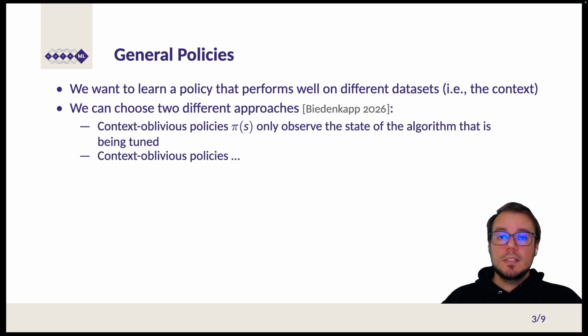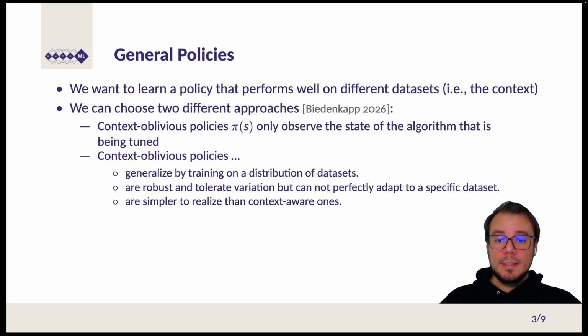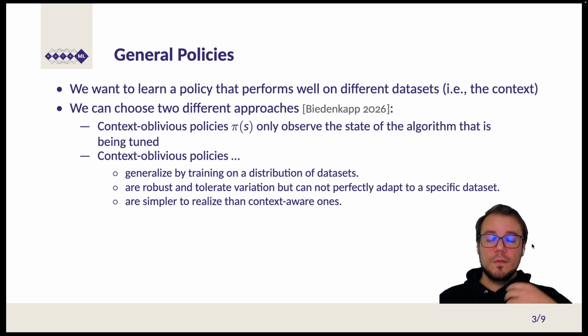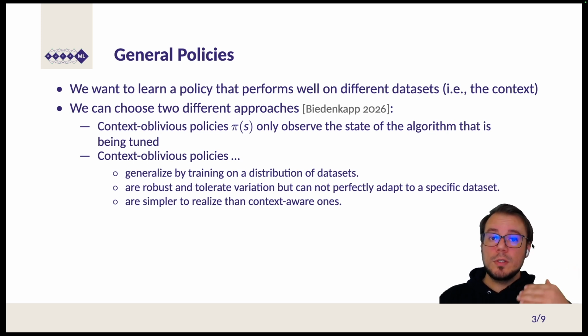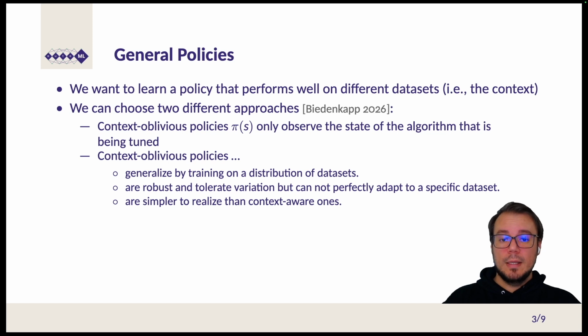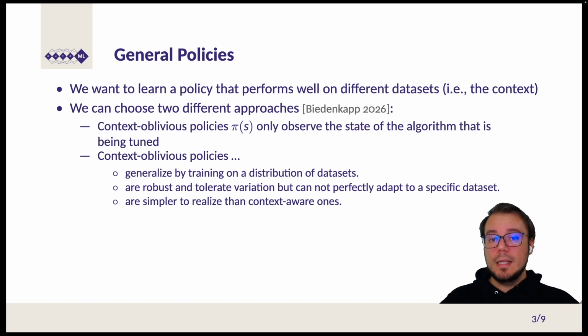Context oblivious policies only observe the current state of the algorithm that is being tuned, and they generalize by learning across a distribution of datasets, right? So you see a diverse exposure of what the state and action mapping actually produces in terms of rewards. So you learn potentially a policy that works well across this distribution, but not necessarily one that works optimally at every element of this distribution or every element that you can draw from the distribution.